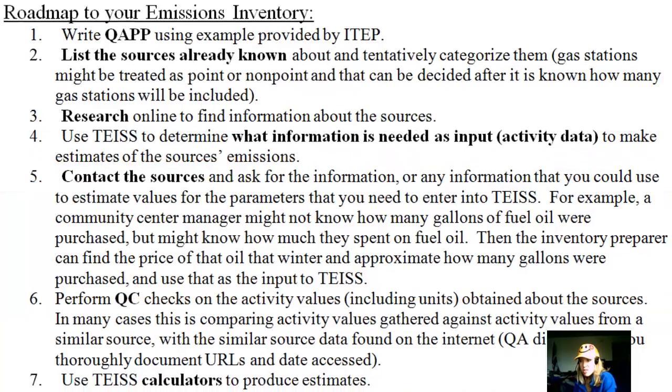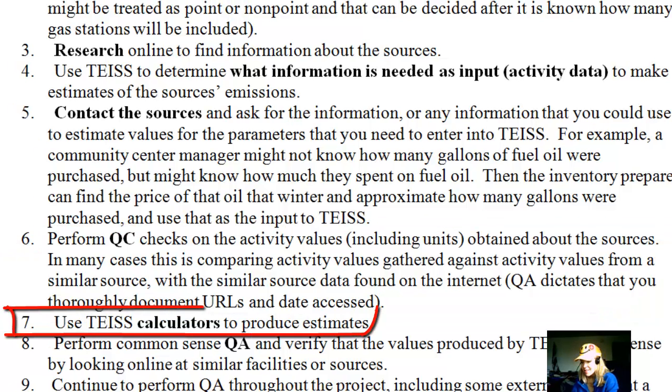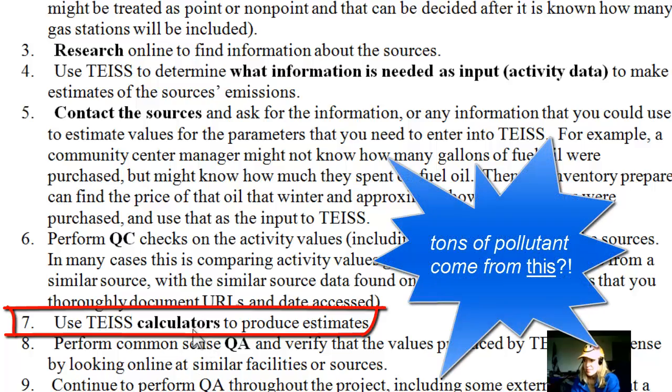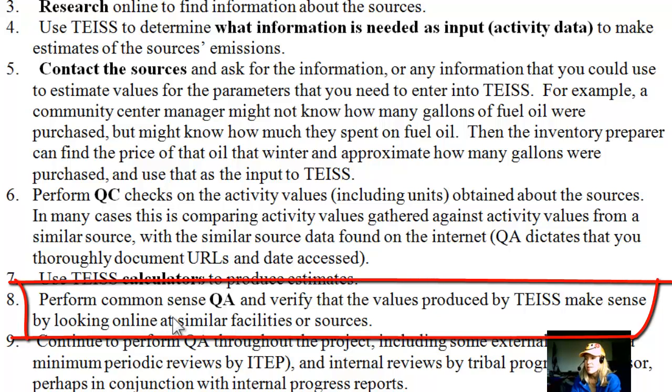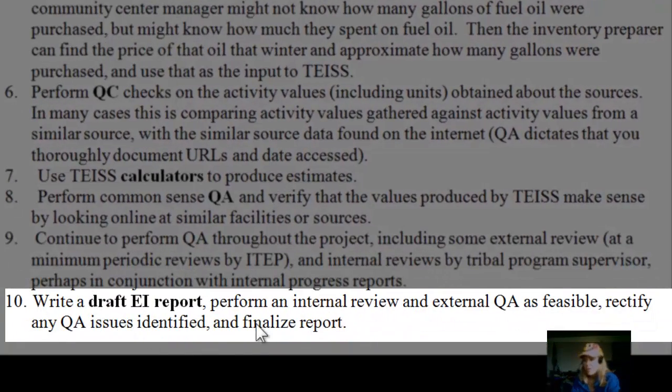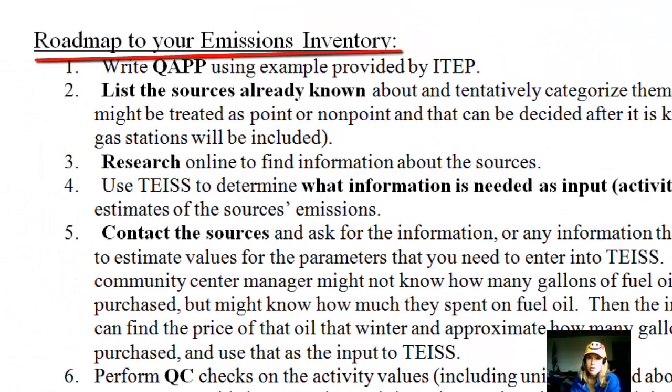Then perform QC checks on the activity values, including the units. Then use the TICE calculators to produce estimates. This is where it gets really exciting. Then, and ongoing, perform common sense QA to think about the values and whether or not they make sense in terms of what you know about the source, what you know about air quality, and what you know, as you've researched online, about similar sources. And then finally, using the values that you have produced using the TICE calculators, write your draft emissions inventory report. So I just wanted to give you a little bit of a roadmap for how this course is going to go.